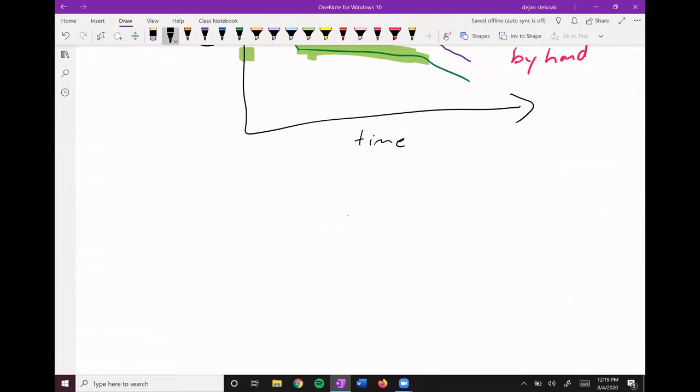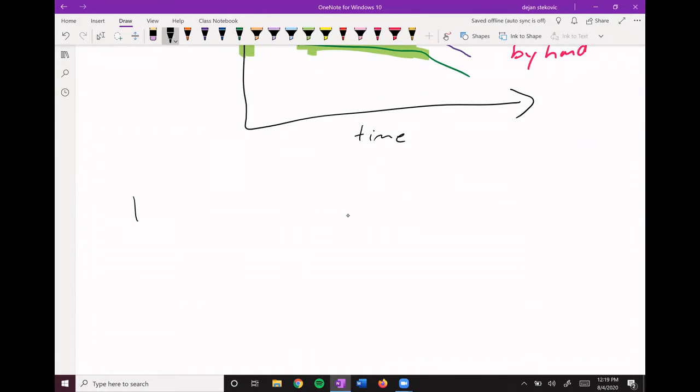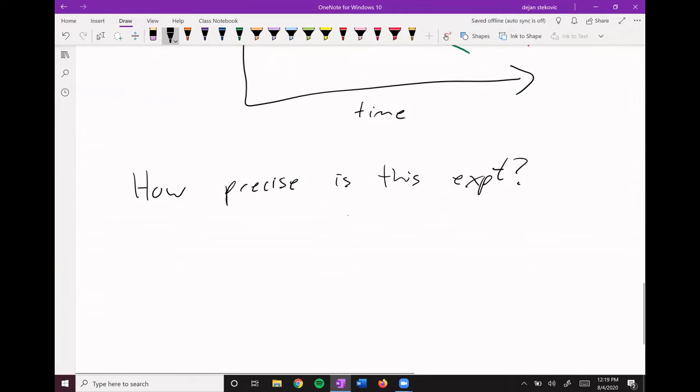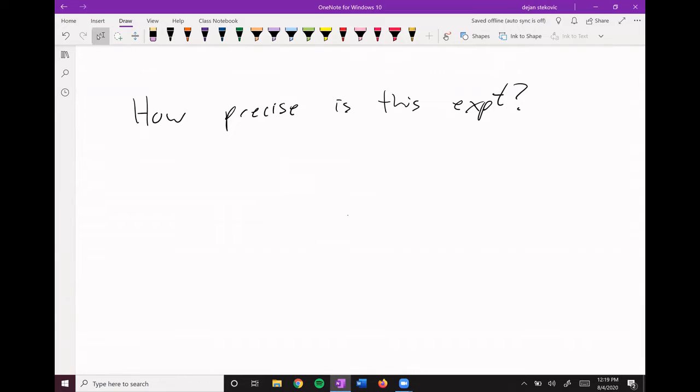And then another question we want to ask ourselves with this lab is, how precise is this experiment? Right? How good of a number are we getting here? And we have to think about the equipment that we're using here. So our limiting factor is actually going to be a thermometer.